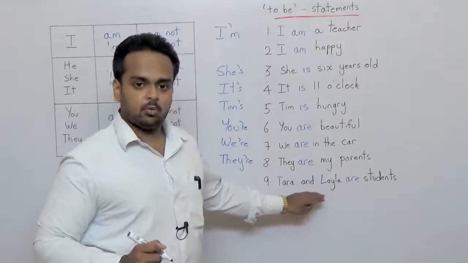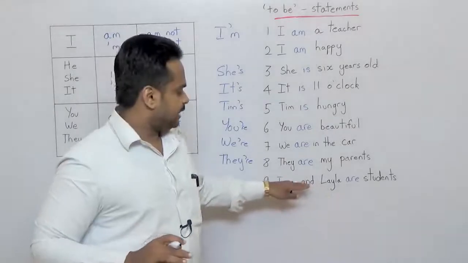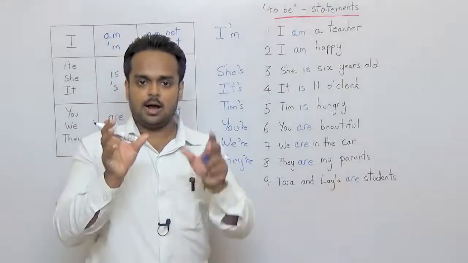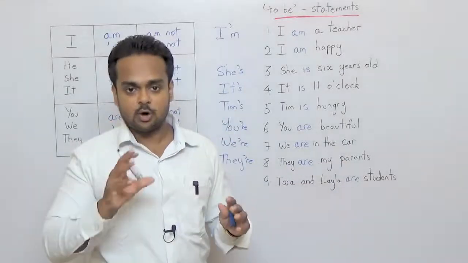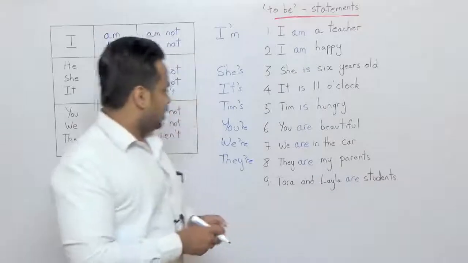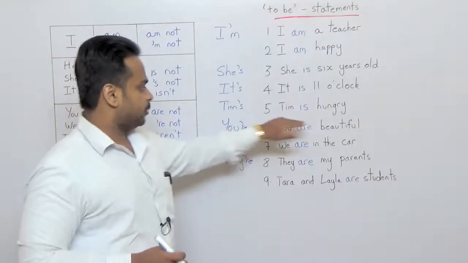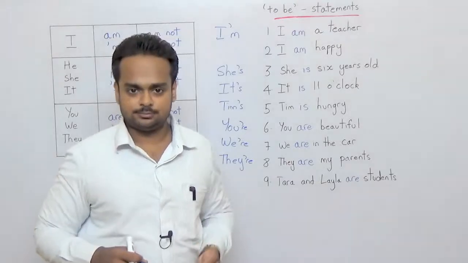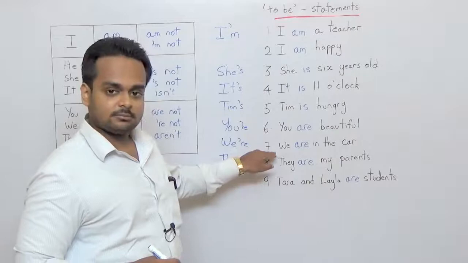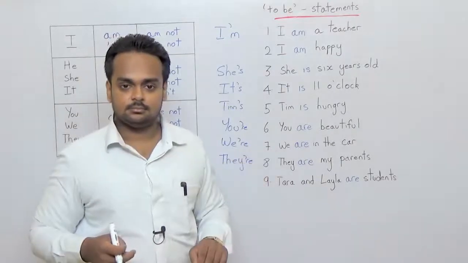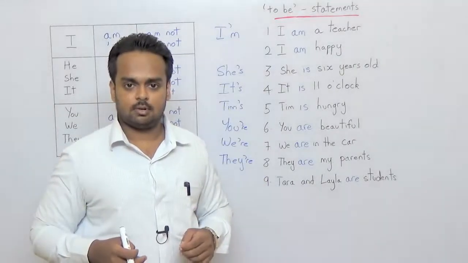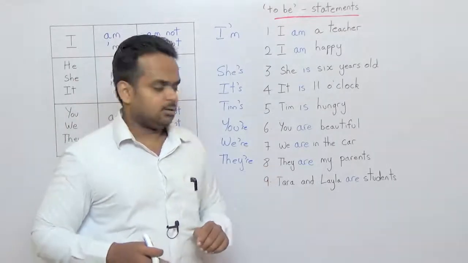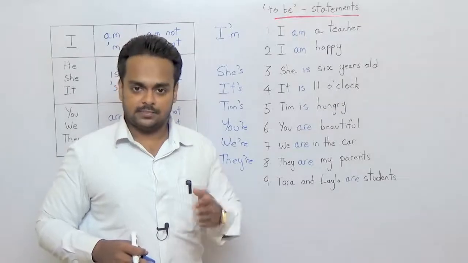Now for this example, we cannot use a short form because these are plural nouns. So if you have Tara and Layla or a plural noun, we don't use short forms. So this example would be, you're beautiful. You're beautiful. What about this? Can you say it? We're in the car. And this example would be, they're my parents.